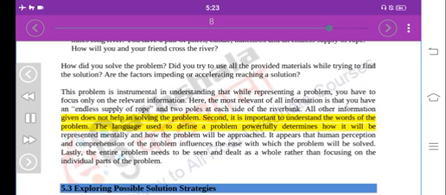Second, it is important to understand the words of the problem. The language used to define a problem powerfully determines how it will be represented mentally and how the problem will be approached. It appears that human perception and comprehension of the problem influences the ease with which the problem will be solved. Lastly, the entire problem needs to be seen and dealt with as a whole rather than focusing on the individual parts of the problem.